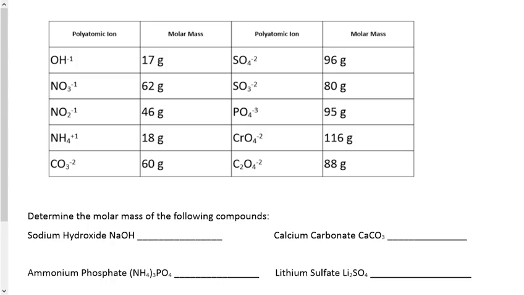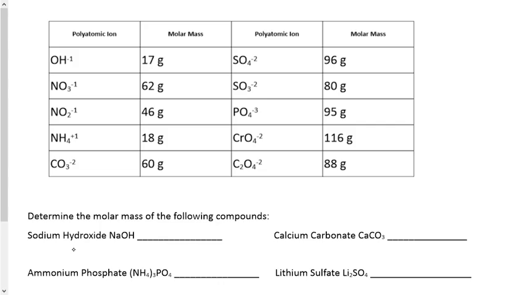Before we tackle those, let's look at how we calculate molar mass of compounds. Now you know molar mass is whatever is on the periodic table, but what if we have a compound? Let's try the first two. We have sodium hydroxide, calcium carbonate. Well, I provided a polyatomic ion chart that does have atomic masses of those polyatomic ions.